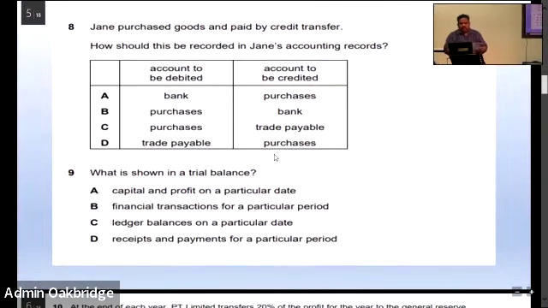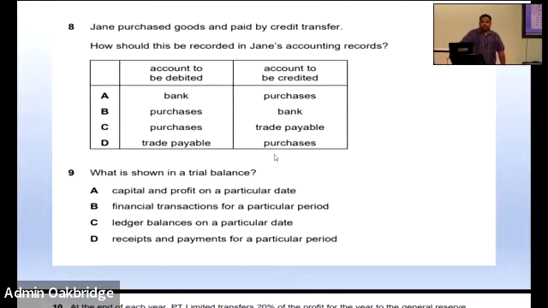Jane purchased goods and paid by credit transfer. How should this be recorded in Jane's accounting record? Credit transfer means bank. Remember, credit transfer means bank. Now Jane is purchasing, that means Jane is buying the goods. So they're asking in Jane's accounting record. So bank will be credit, correct? Because money is going out of the bank. So which answer has bank as credit? Only B. Can you see?